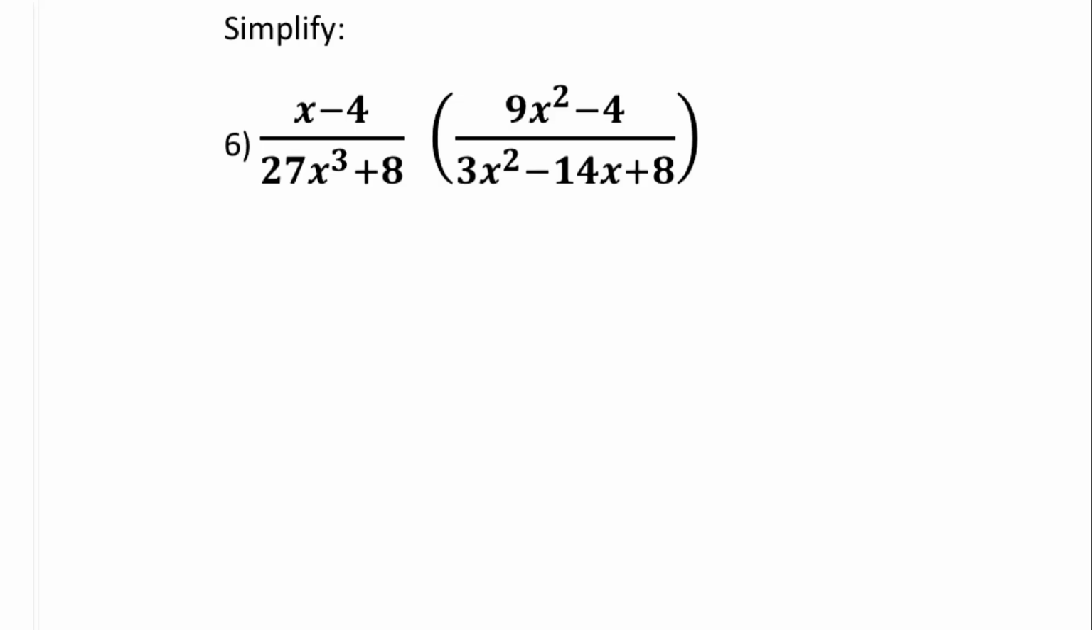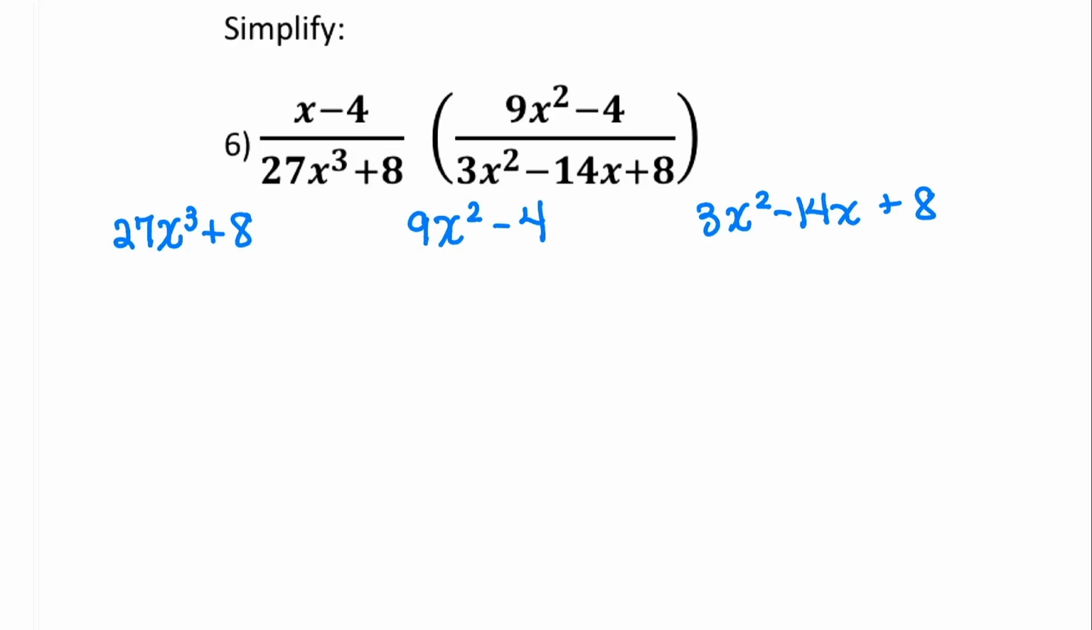There's a lot going on with this particular problem. So we're going to have to factor 3 sets of quadratics or cubics here. This is a linear term, so we don't have to factor that at all. This is a cubic term, and there's a specific formula to use for this one. This is a quadratic, and this is a difference of squares, and this is going to be another x game. So let's go ahead and work all 3 of these out. 27x cubed plus 8. We're going to have 9x squared minus 4, and then we're going to have 3x squared minus 14x plus 8.